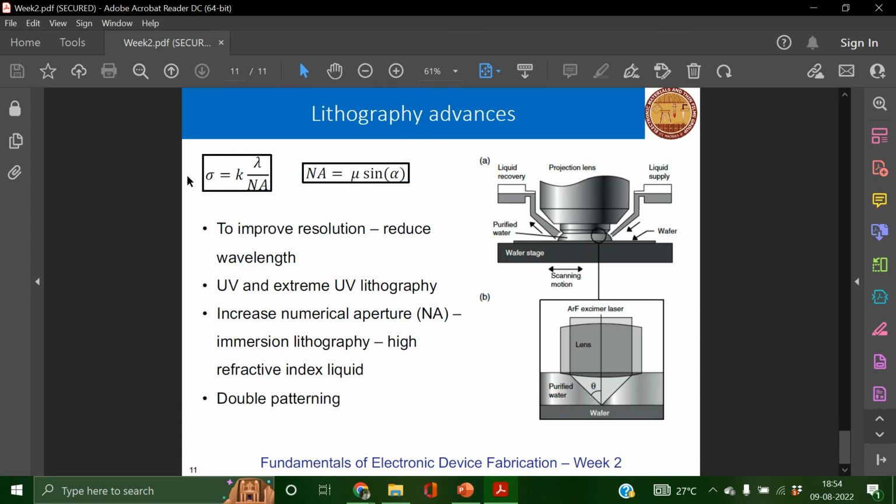So then we saw the final equation that we had discussed, that is sigma is equal to K lambda divided by NA, where sigma is the feature size that can be obtained. K is a constant, lambda is the wavelength and NA is the numerical aperture. So in order to improve the resolution, you can reduce lambda or increase NA. NA can be increased by using immersion lithography.